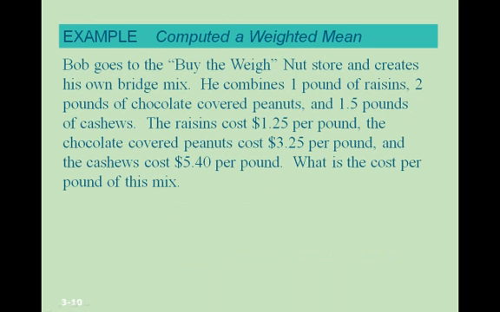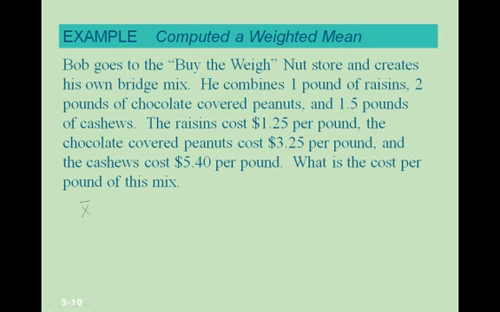In this example, Bob goes to the By the Way nut store and creates his own bridge mix. He combines 1 pound of raisins, 2 pounds of chocolate-covered peanuts, and 1.5 pounds of cashews. The raisins cost $1.25 per pound. The chocolate-covered peanuts cost $3.25 per pound, and the cashews cost $5.40 per pound. What is the cost per pound of this mix?